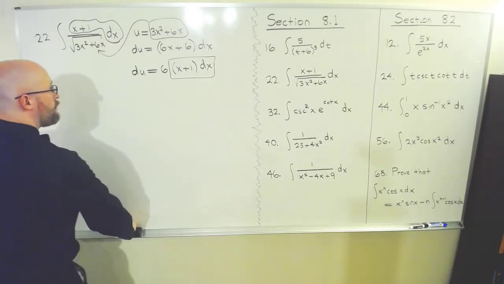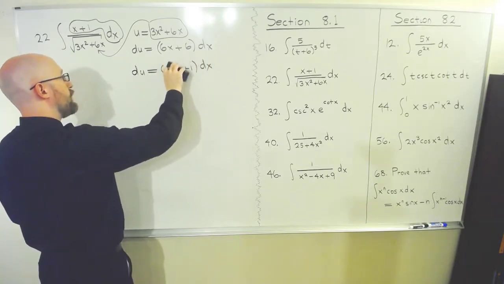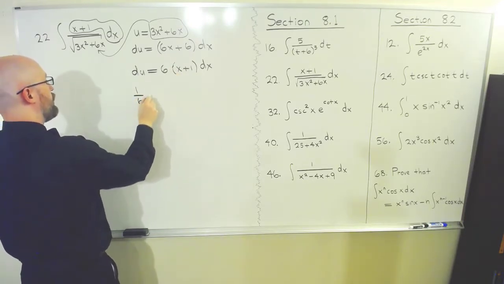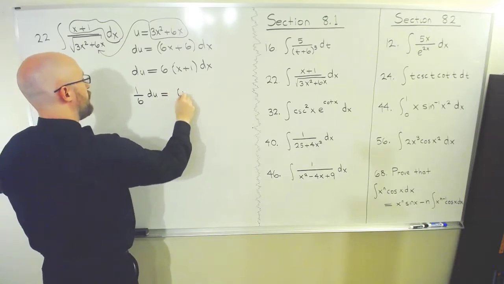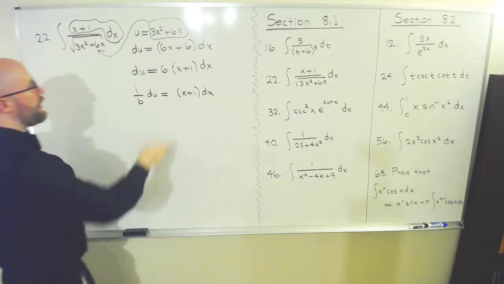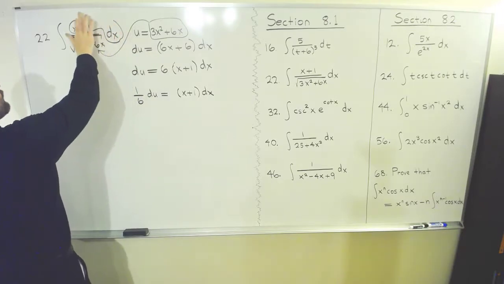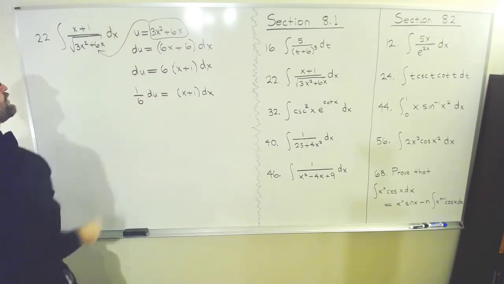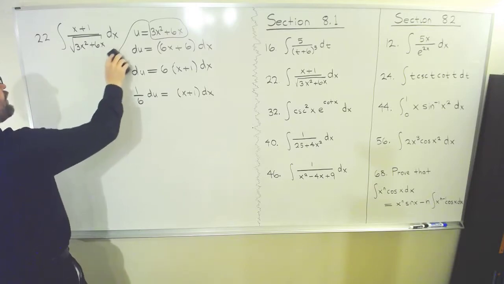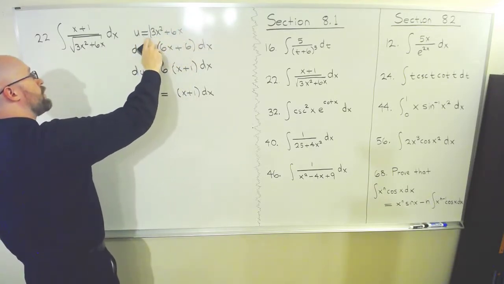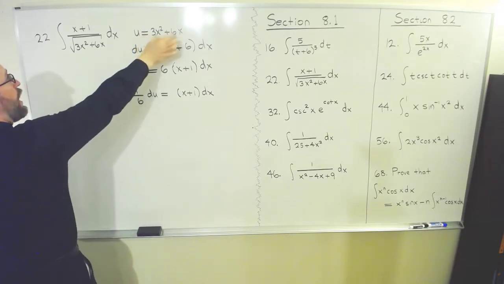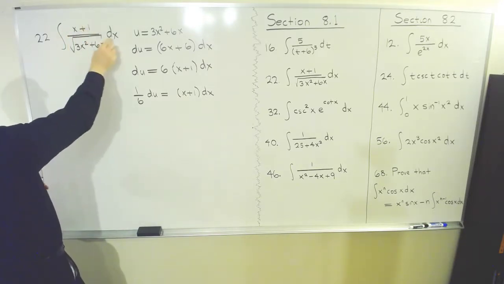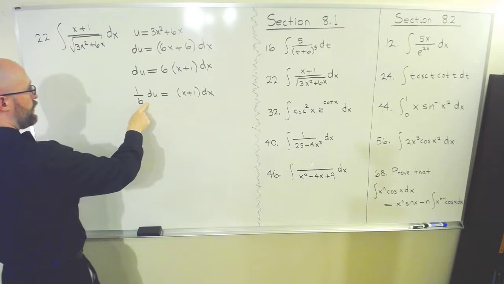Now, it would probably even be useful, if I wanted to go into excruciating detail, to write another step. I can write 1/6 du equals x plus 1 dx. Because then I have exactly what I have in the integral here, and I can substitute it in precisely without having any additional factors. So now I have two things. I have this expression, which is what appears under the radical there. I can put the u in for that. I have this expression, x plus 1 dx, in the numerator, and I can put this in for that.